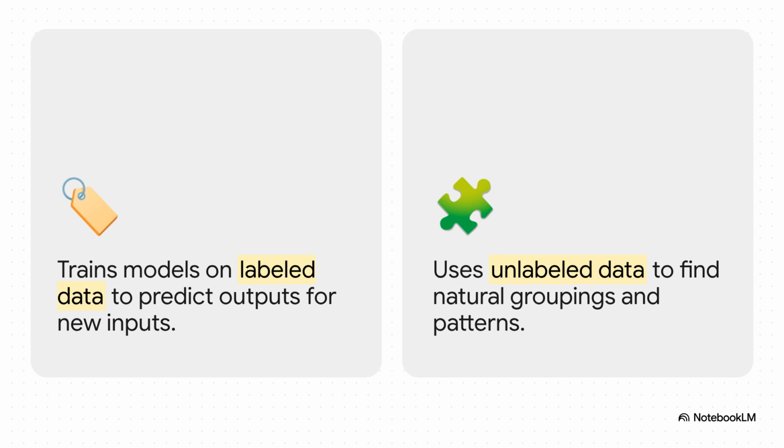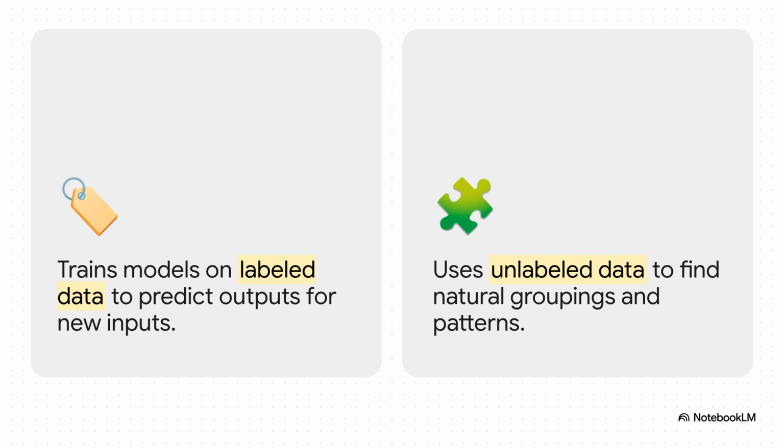Now, once we have that data, how does the AI actually learn from it? It generally boils down to 2 distinct approaches. First, there's supervised learning. This is kind of like having a teacher carefully guide a student. The model is trained on labeled data that already has specific tags, like a name or a category, so it can predict outputs.